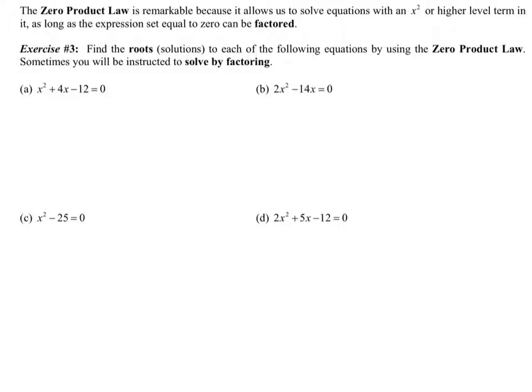So these can be factored. We're going to find the roots or the solutions to each of the following equations by using the zero product law. So multiplies to equal -12 and adds to equal 4. Well, that's going to be +6 and -2. These ones are easy. We just do the opposite, so -6, +2.